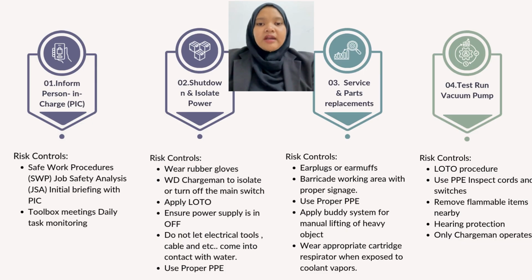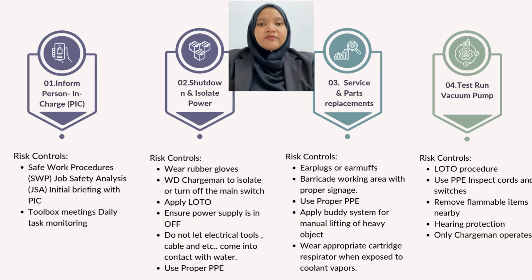For shutdown and isolate power activity, this is a critical safety step to prevent electrical hazard. Workers need to wear rubber gloves, assign the chargeman to isolate or turn off the main switch. Workers also need to apply LOTO, lockout tagout, to ensure power cannot be turned on accidentally. Ensure power is completely off before proceeding, and avoid any contact between electrical components and water. Workers need to use proper PPE throughout the process.